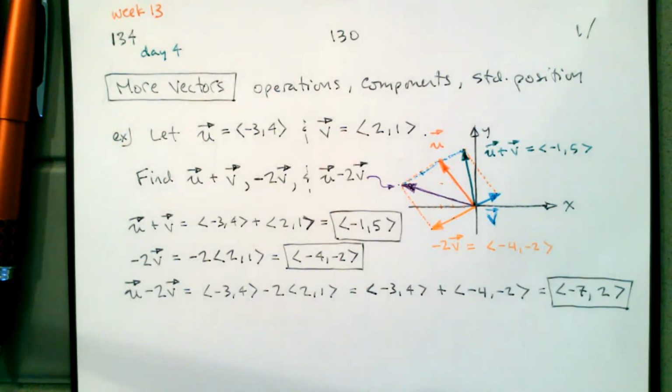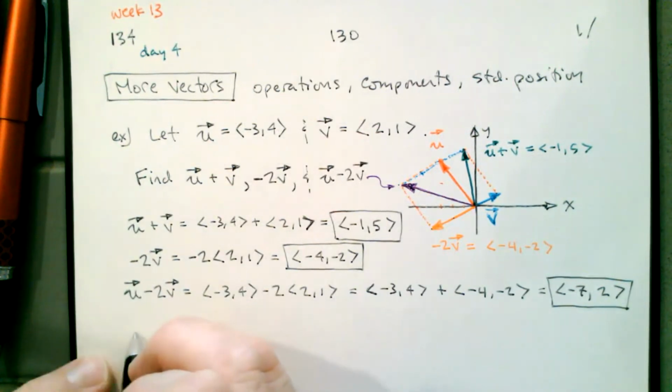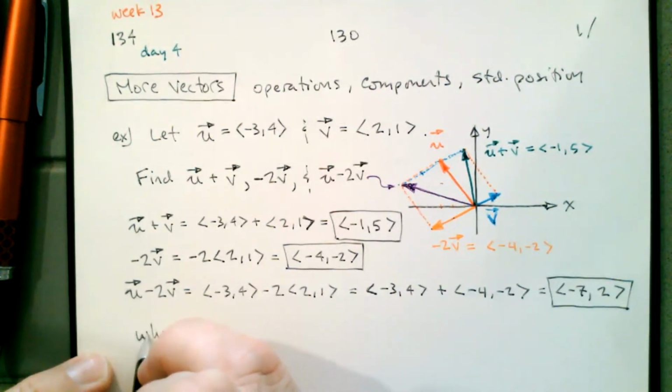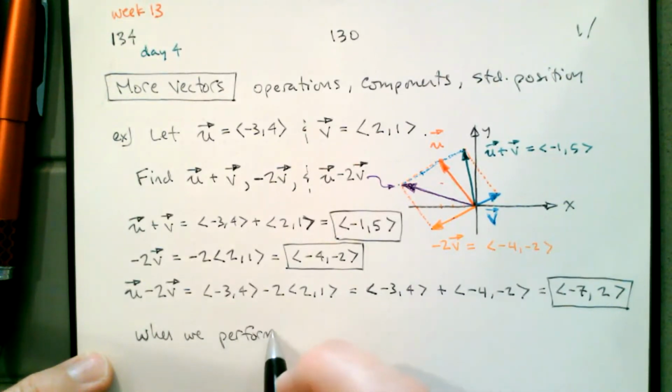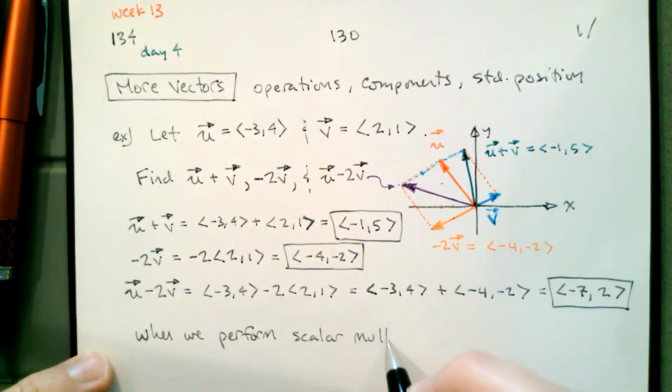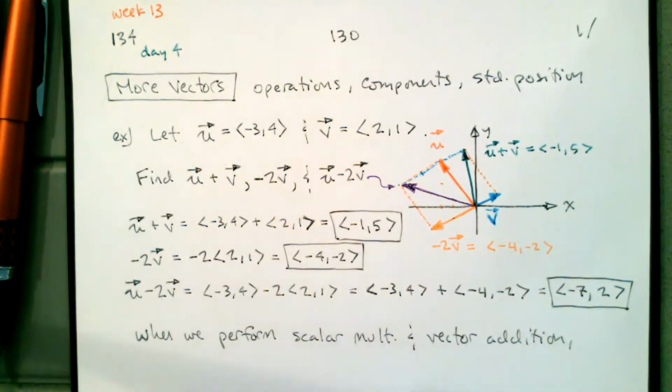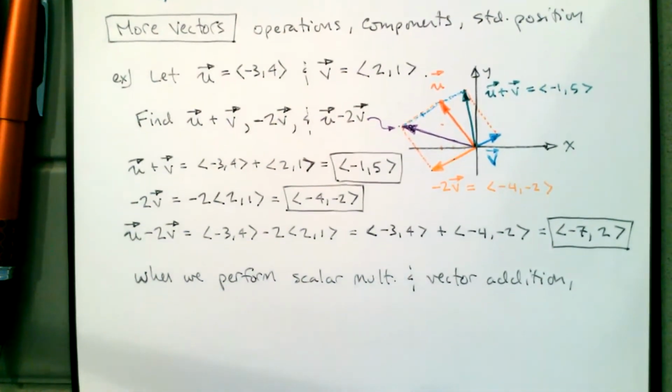When we add multiple scalar multiples of vectors, we're creating what's called a linear combination of vectors. So when we do scalar multiplication and vector addition, we're finding linear combinations of vectors.